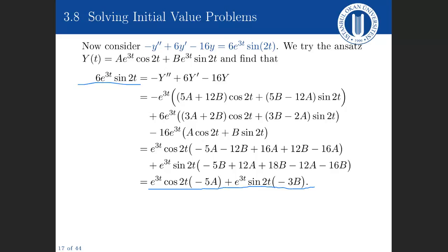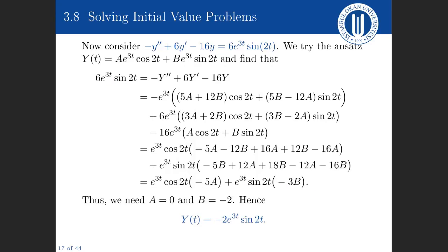And because this must be the same as 6 e to the power 3t sine 2t, a must be 0, and minus 3b must be 6, so b must be minus 2. So we have our particular solution, minus 2 e to the power 3t sine 2t.